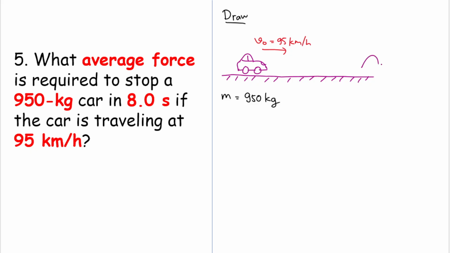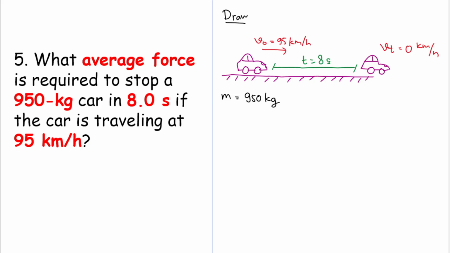Maybe let's draw the same car again. Suppose this is the same car here. And so we will have our final velocity, because that will be stop. We will have 0 kilometers per hour, right? And the time between them is 8 seconds. T is 8 seconds. Good.